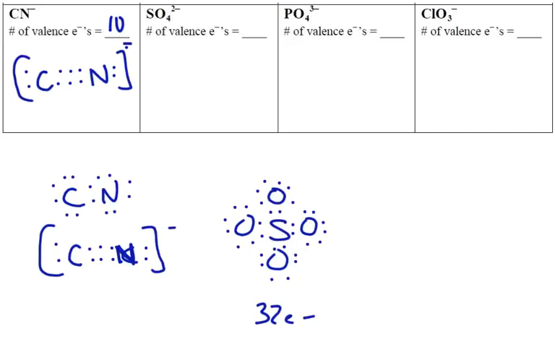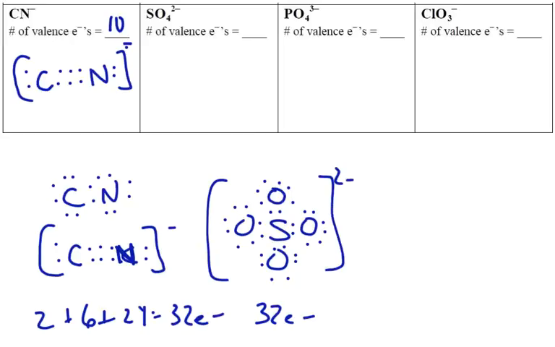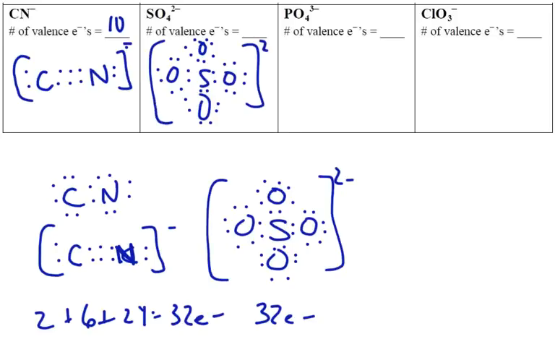Now what I have: sulfur, which has 6, and I have 4 oxygens, each have 6. So that'd be 24. So altogether, that is 30. Plus, I have a negative 2 charge. So altogether, I have 32 electrons. So I've drawn 32 electrons, and I have 32 electrons. So this is the correct structure, just as is. So sulfur, 4 oxygens. Everybody gets an octet. A little messy, but that's the right answer.